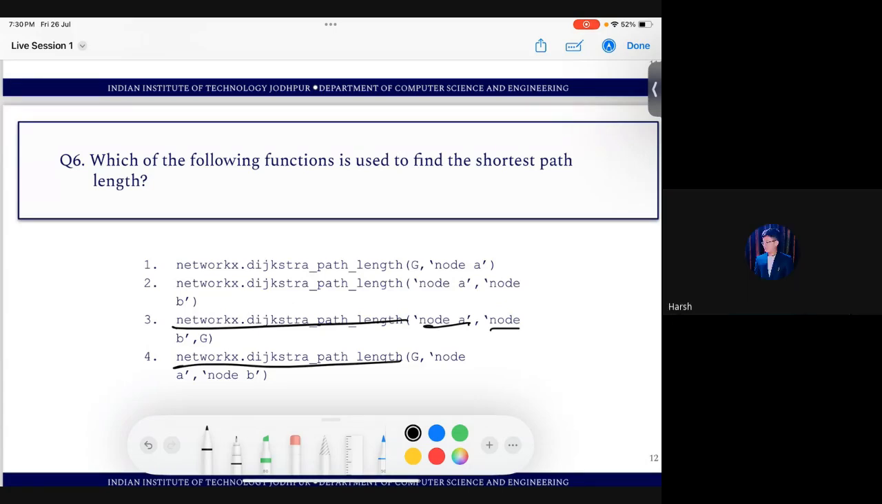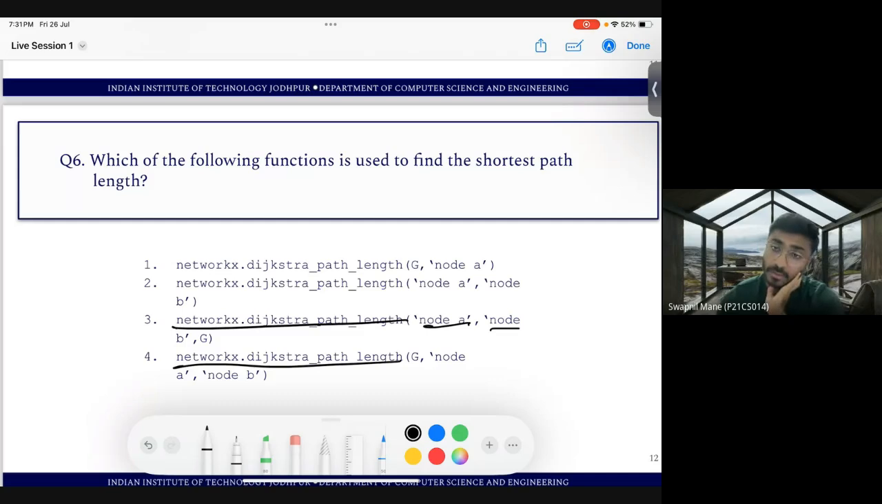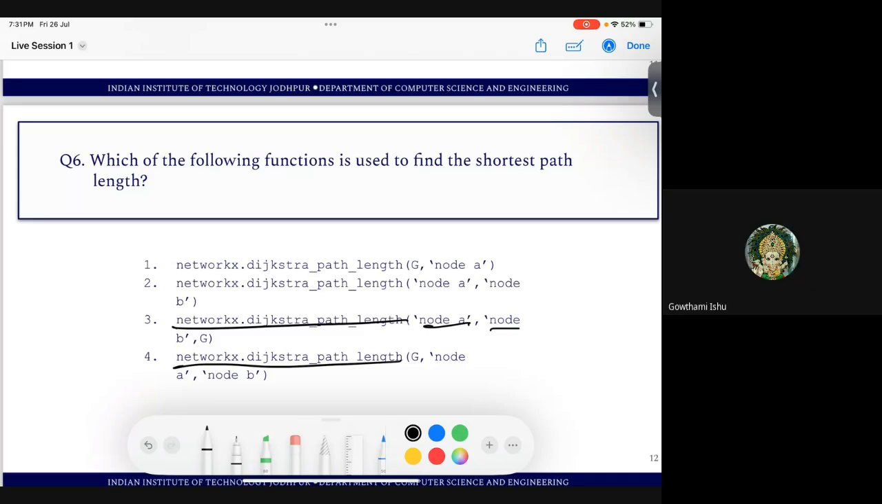Option 4, as already said. Fourth one, sir. Fourth. Option 4, sir.